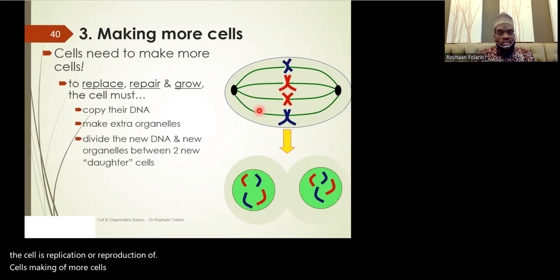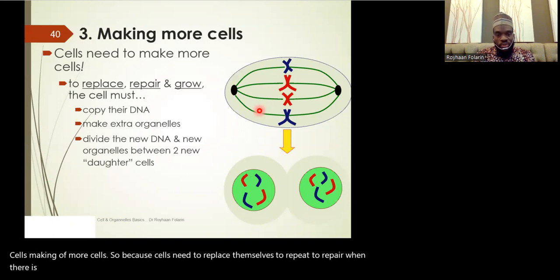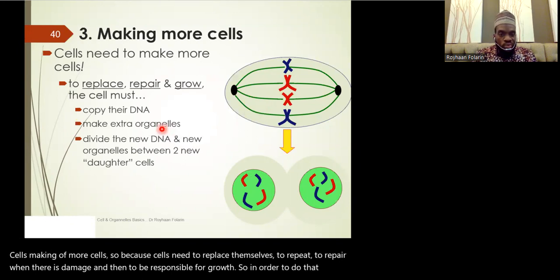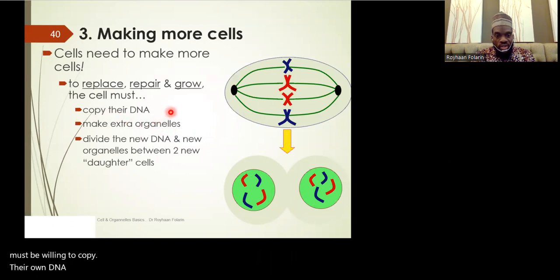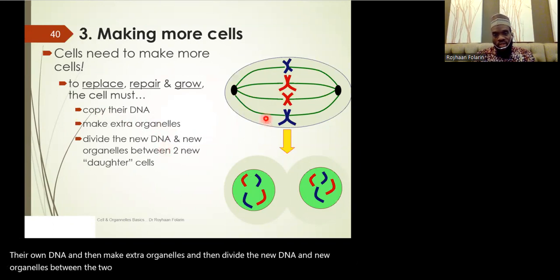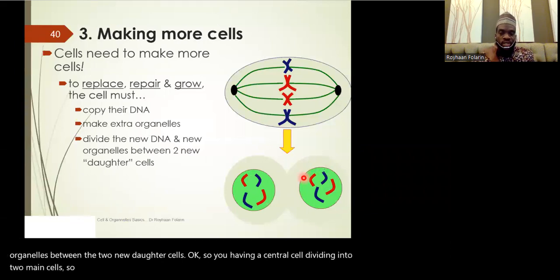So because the cells need to replace themselves to repair when there is damage, and then to be responsible for growth. In order to do that, the cells must copy their own DNA and then make extra organelles, and then divide the new DNA and new organelles between the two new daughter cells. Okay, so you have a central cell divided into two cells. So there are some organelles that are responsible for making this happen.